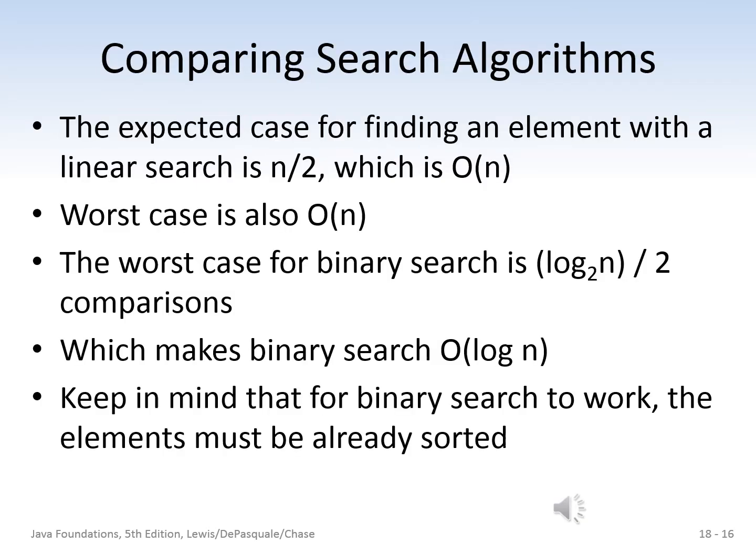Let's compare the search algorithms we just looked at. The anticipated case for finding an element using a linear search is n divided by 2, which is O of n. The worst case is also O of n. The worst case for binary search is log 2 n divided by 2 comparisons, which makes the binary search O of log n. Keep in mind, for the binary search to work, the elements must already be sorted.